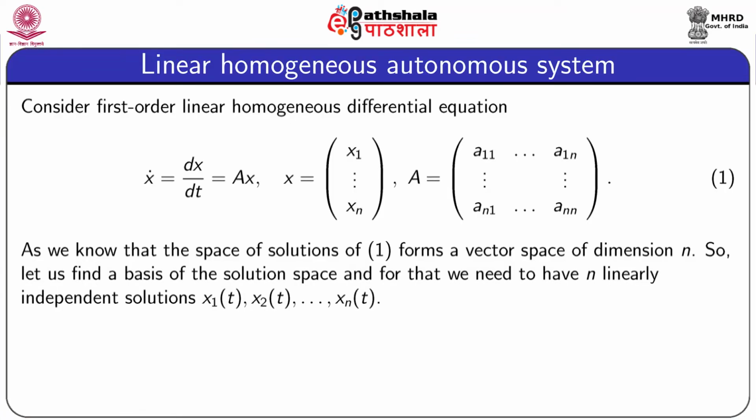We consider the first order linear homogeneous differential equation of the form dx/dt = Ax, where x is an n-component vector (x1, x2, ..., xn), and A is a constant matrix, because it is an autonomous system, given by A11, A12, ..., A1n; A21, A22, ..., A2n; and An1, An2, ..., Ann, given by equation number 1.